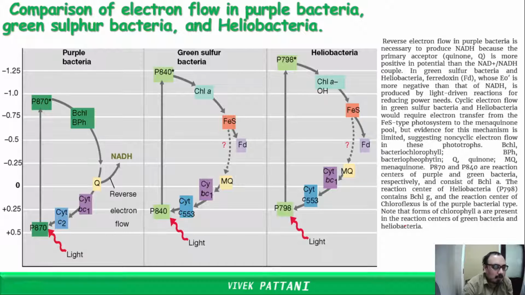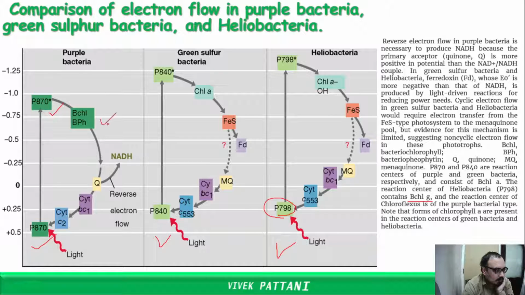But in the case of heliobacteria, the reaction center will be P798, which contains bacteriochlorophyll G. And the reaction center of Chloroflexus is of the purple bacterial type. So now the difference is that one is P870 in the case of purple bacteria, green sulfur is P840, and in the case of heliobacteria, it is P798.